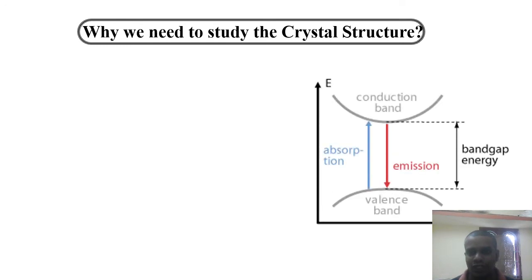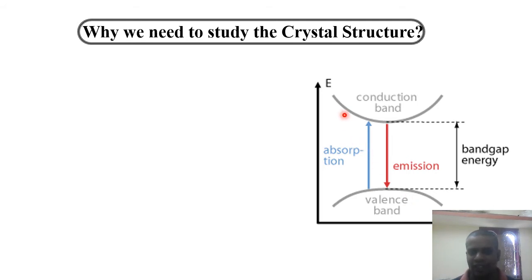Answer this question: why do we need to study the crystal structure? Once you know the crystal structure, you can identify whether it is a direct band gap semiconductor or an indirect band gap semiconductor. This is something you will study in detail, in depth, in physics for electronic engineering or electronic circuit analysis or some other topic.